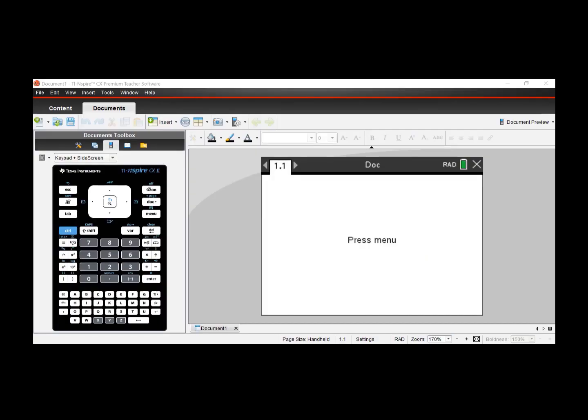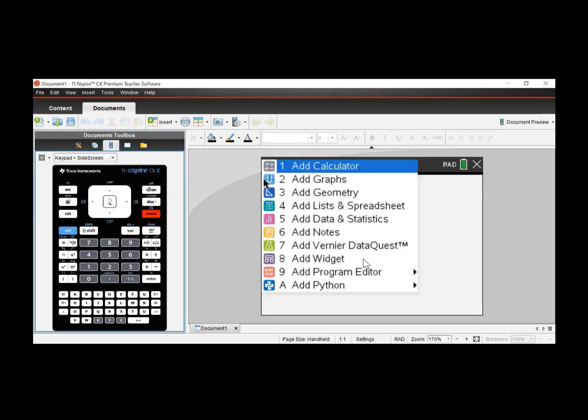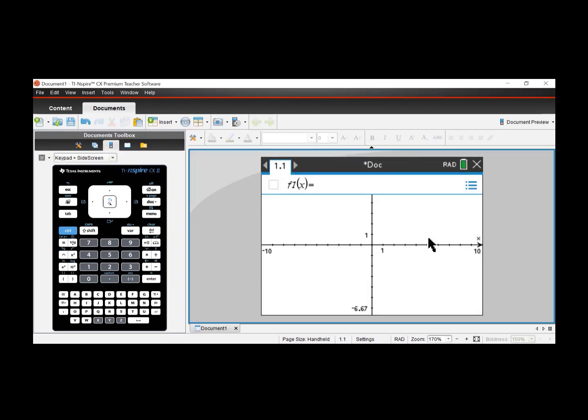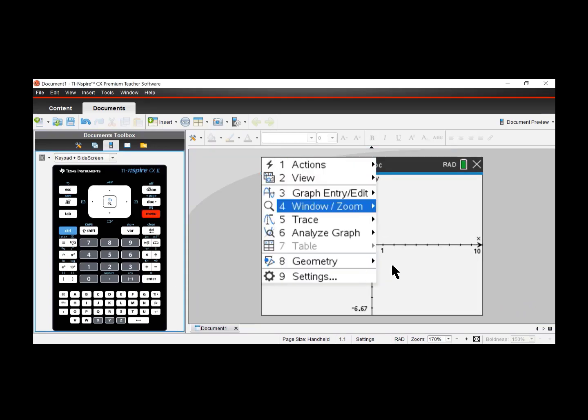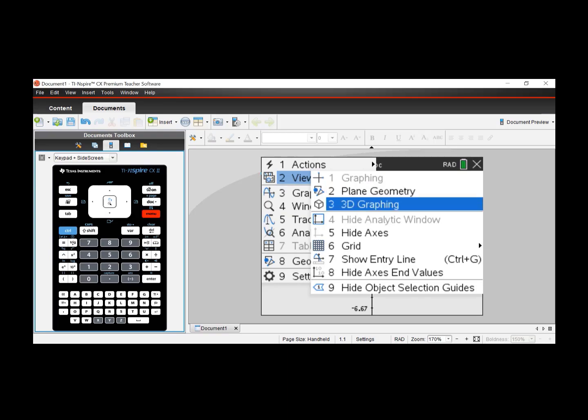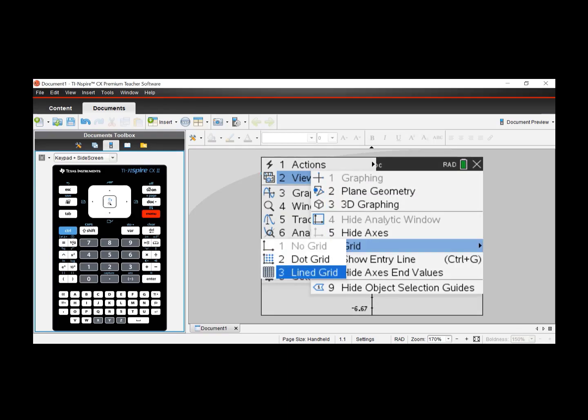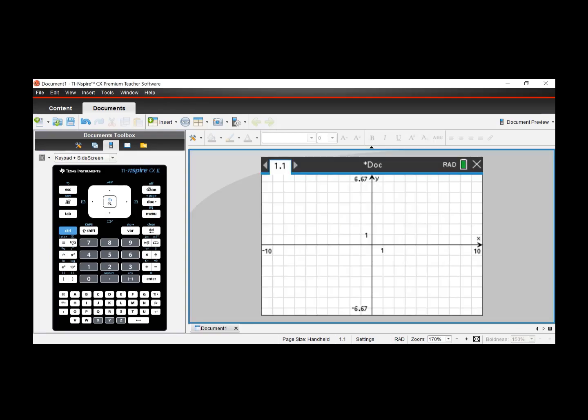Okay, guys, so here we are on the TI-Nspire. What I want you to do is open a graph page. So we're going to go to Menu, and open a graph page. I'm going to escape out of that. Now, you may have a hard time figuring out where you are, so one thing you can do is on the menu, View, Grid, Lines Grid. Now you'll see the graph paper.